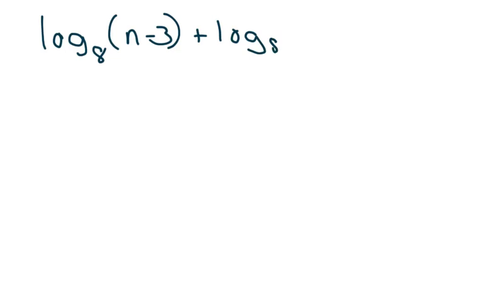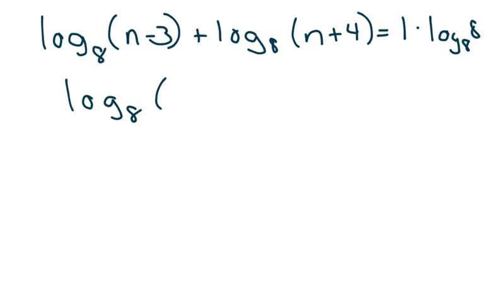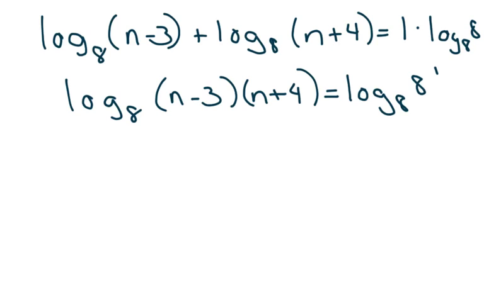And the last one is log base 8 of n minus 3 plus log base 8 of n plus 4 equals 1. I'm going to go ahead and multiply this by 1, which in log form is log base 8 of 8. So I'm going to condense. That means we're multiplying this. Eight to the first power. I can cross this out now. So we have n squared plus n minus 12 equals 8.